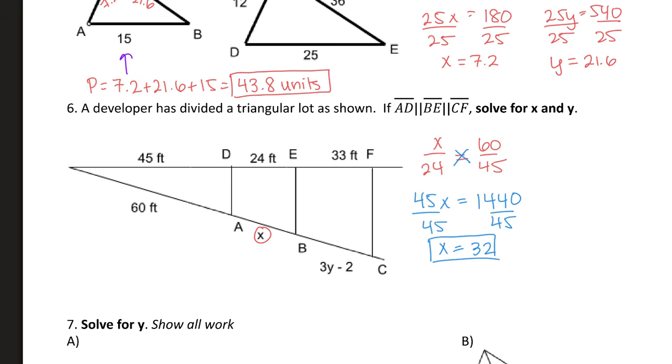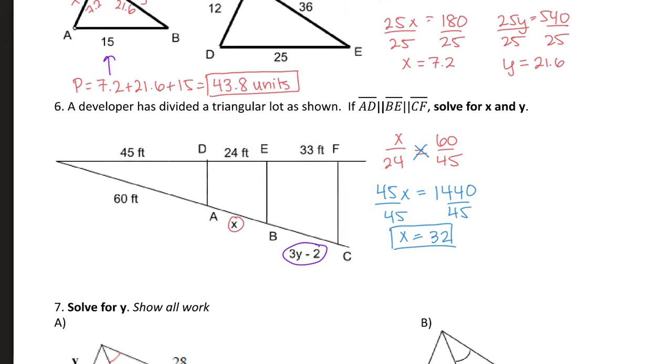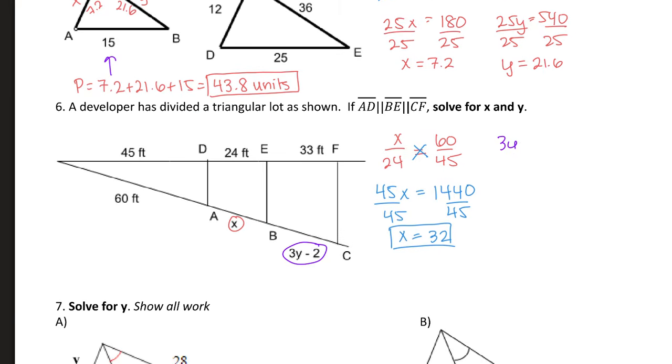And then we can do the same thing to now solve for y. So to solve for y, 3y minus 2 corresponds to the measurement across, which is 33. And then we're going to use the same ratio here, 60 over 45. Okay, so again, we're going to cross multiply. So for here, I'm going to do 45 times 3y minus 2 is equal to 60 times 33, which is 1,980.